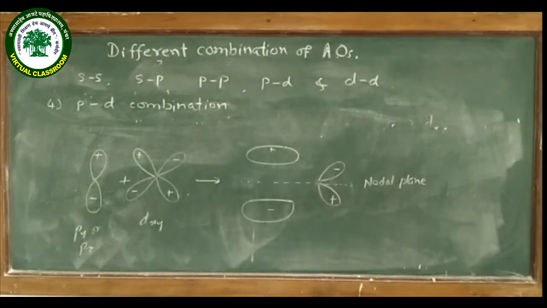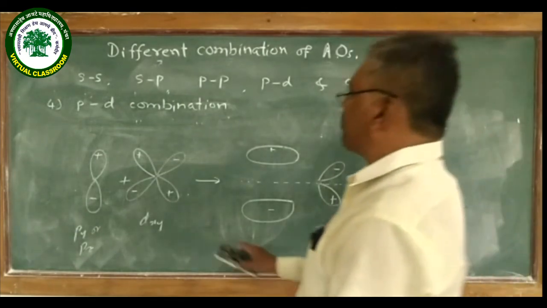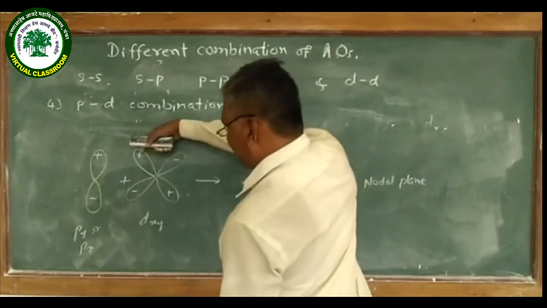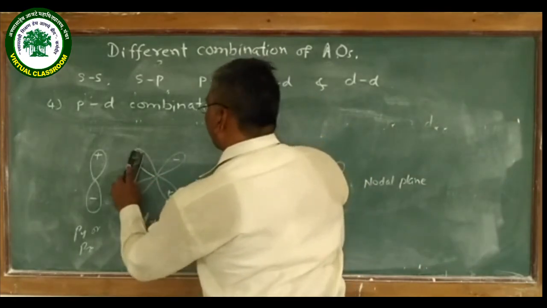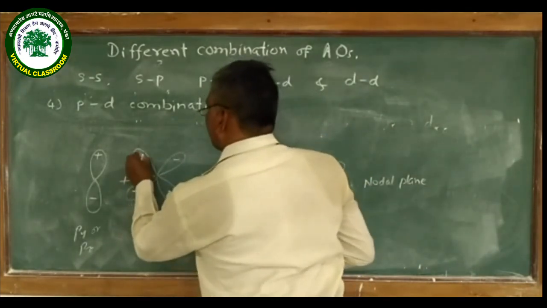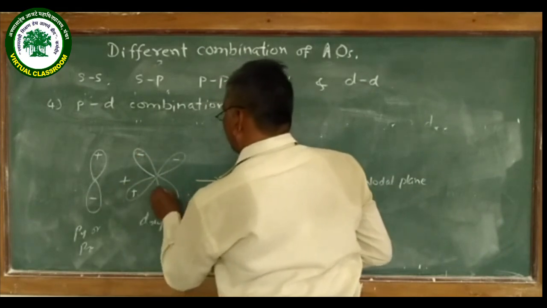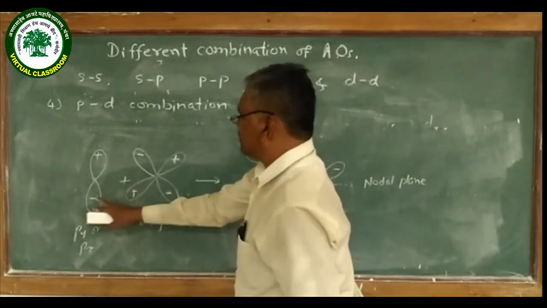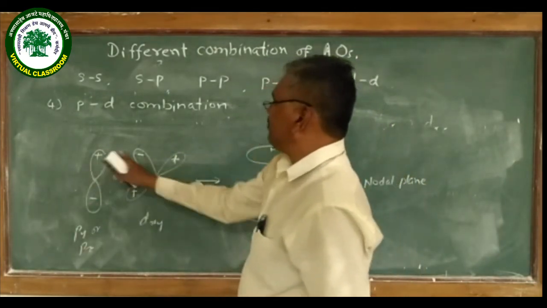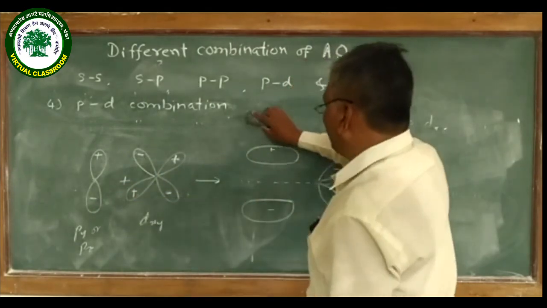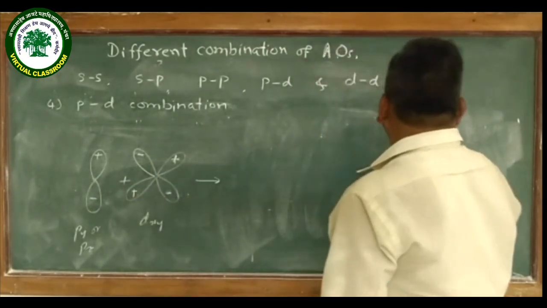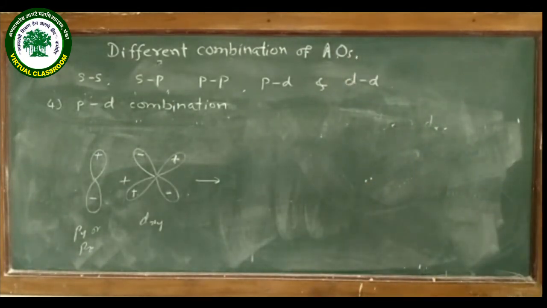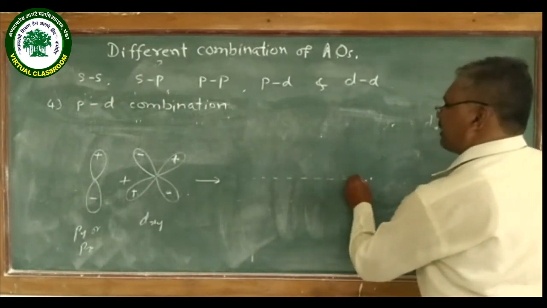But if the overlapping region have opposite sign, for example, suppose instead of the positive sign on this side, if it is having the negative lobe, in this way, then this is the plus minus overlap, this is minus plus overlap. Since the overlapping orbitals have opposite sign, they will lead to the formation of antibonding molecular orbital, and the antibonding molecular orbital can be shown in this manner.